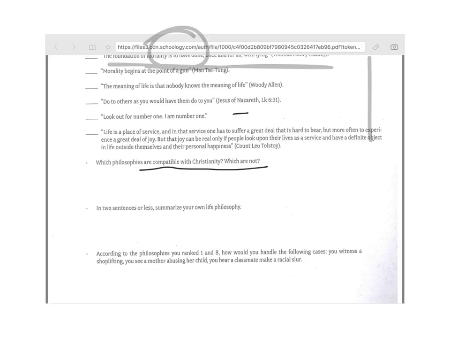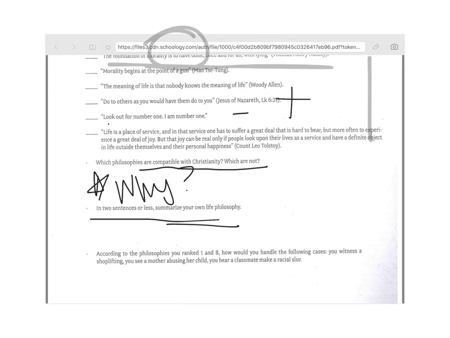Do to others as you would have them do unto you. We would put a plus mark because that is compatible with Christianity. And here I had the students put why. What was the factor that made you say something is compatible or incompatible with Christianity? So for example, you might say, I based it on the golden rule or something like that. Then you have to put your own life philosophy, a brief statement like one of these.